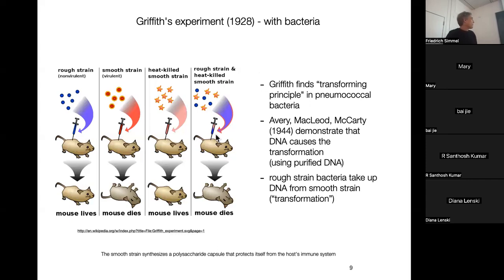That's a common process, and that indicated that there is something in these bacteria that causes the disease. And Griffith called it the transforming principle, but only later Avery, MacLeod and McCarty showed that this is the DNA in these bacteria. So at this time, Griffith didn't know what content of the bacteria caused that, and later it was realized that the DNA inside of these virulent bacteria was the cause for that.